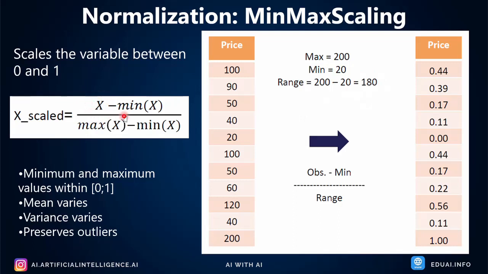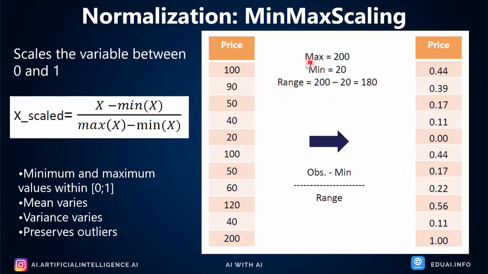And the actual variable minus minimum of input, which is nothing but here 100 minus 20, which is 80, divided by 180, which comes up to be 0.44. So this is how the values are getting calculated. Let's perform this for 20. 20 minus minimum 20 is 0. 0 divided by anything is 0, right? So that's why for 20 you see it is 0.